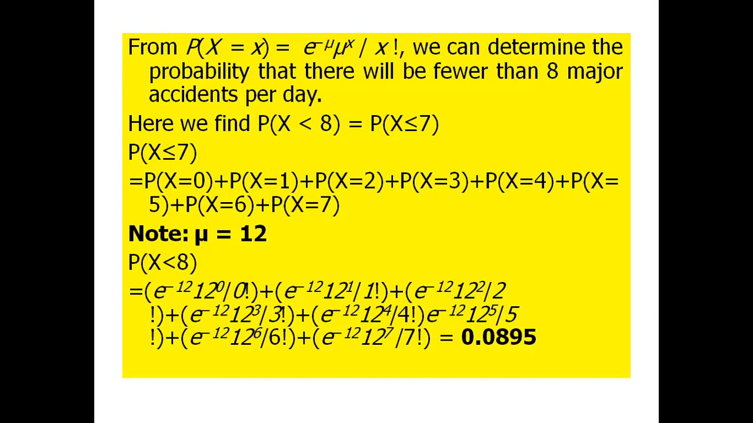1, 2, 3, 4, 5, 6, up to 7. So we add all those probabilities of the x values, then we come up with the probability of x less than 8. And the probability of x less than 8, or the probability that there will be fewer than 8 major accidents per day, will equal 0.085. So you can work out that. Then you come to 0.0895. That is the probability that there will be fewer than 8 major accidents per day.